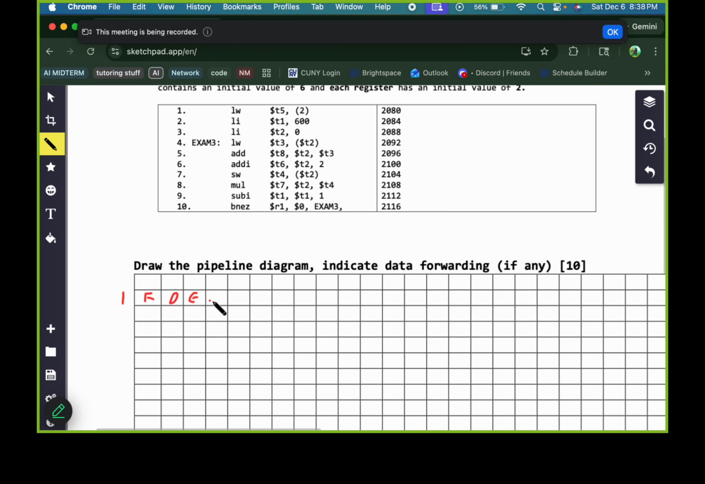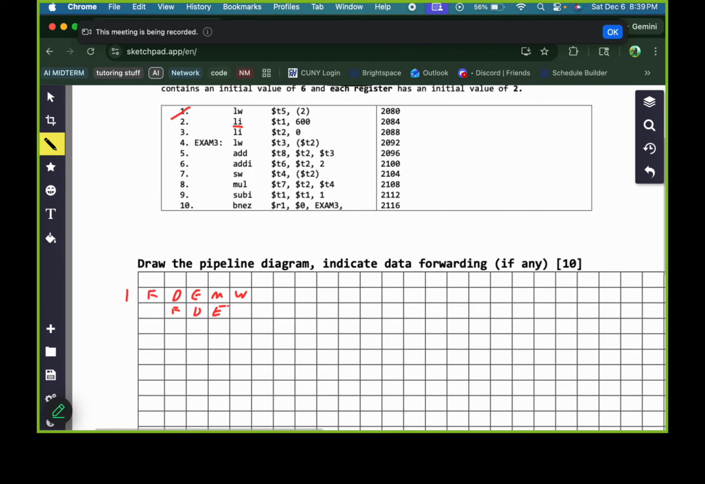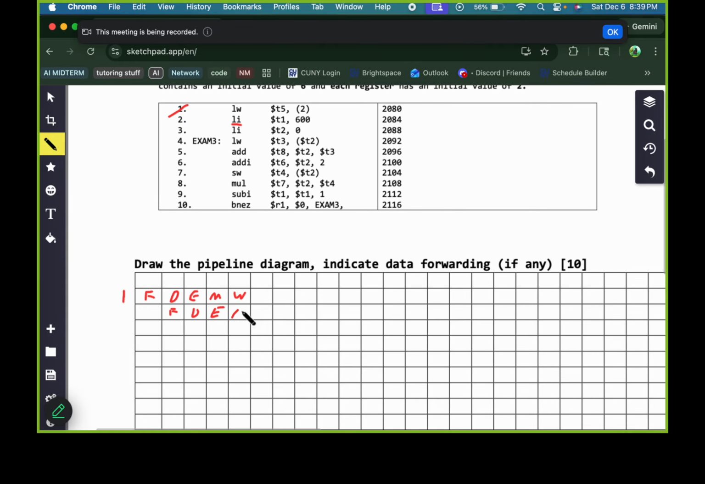So we fetch, decode, we exec. I do not go into my memory. But given that this is a MIPS processor, I still need my 5 stages. So I do no ops, write back. That's my 2. 3, load another immediate. Fetch, decode, exec, no ops, write back. Done. 4. Okay, we do another load word.